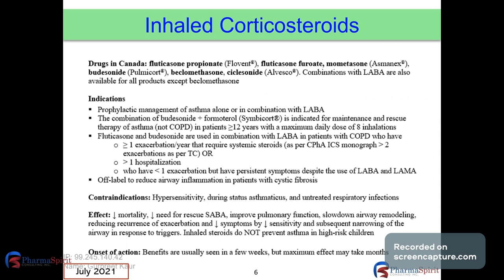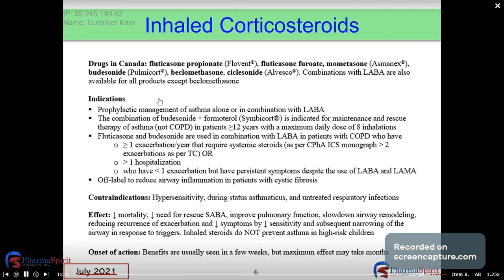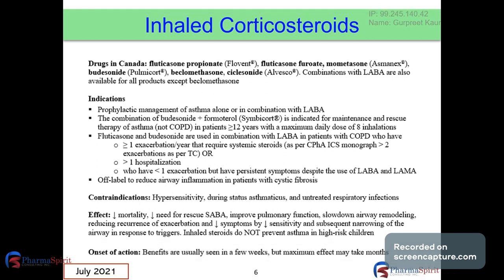So here they are talking about candidates for using inhaled corticosteroids in COPD. These are patients with one or more exacerbations per year that require systemic steroid, according to the CPhA monograph, or more than 2 exacerbations. CTC says more than 2 exacerbations. I don't think this is something you have to worry too much about. You just need to know the stepwise approach for the management of COPD.